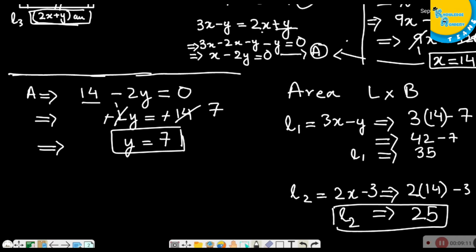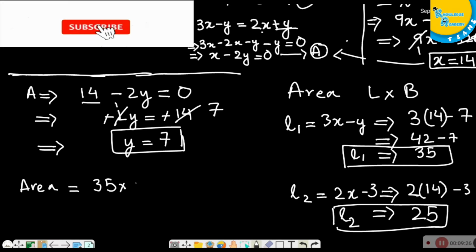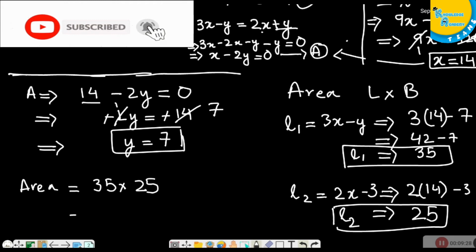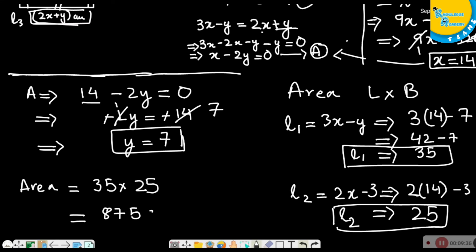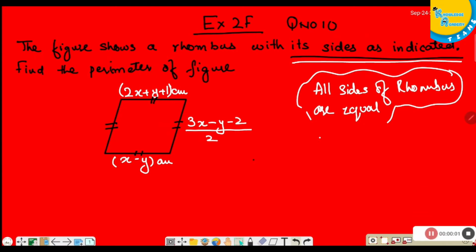So this is the value of length and breadth. I'm going to find the area: 35 multiplied by 25 is equal to 875 centimeter square. Okay, question number 10 of exercise 2F.